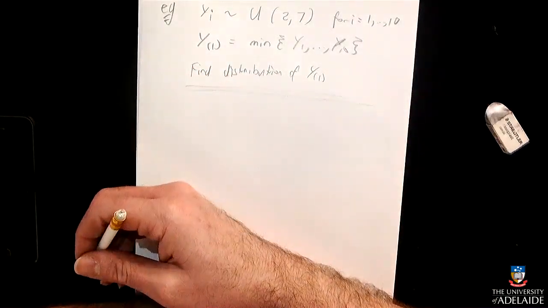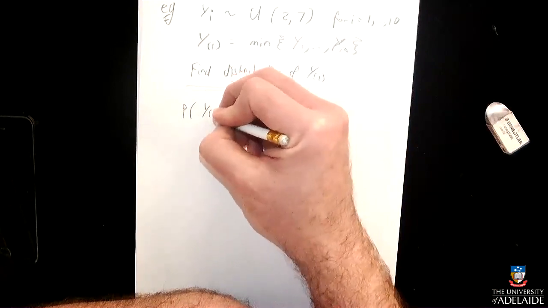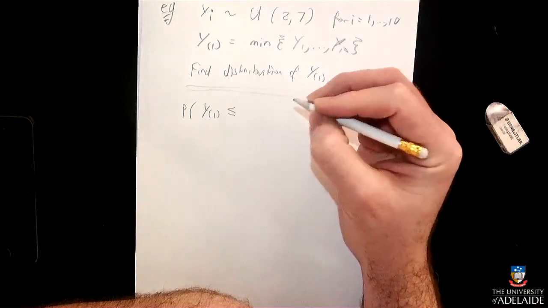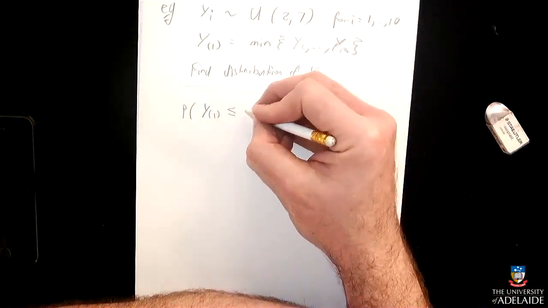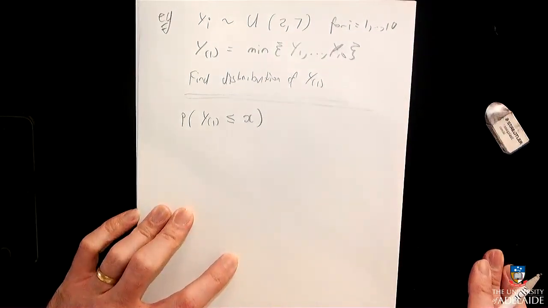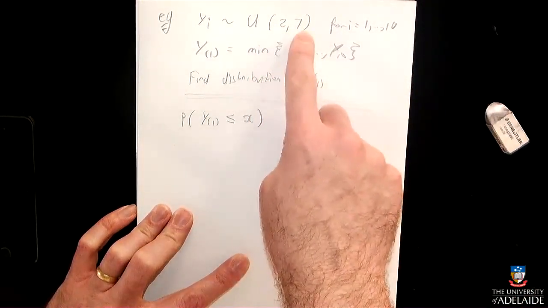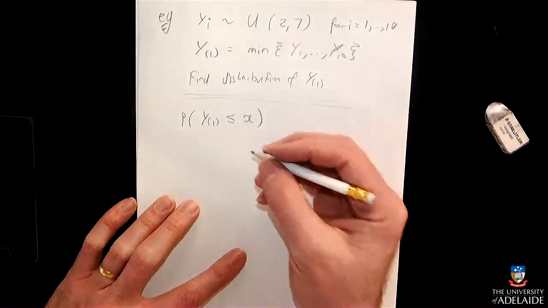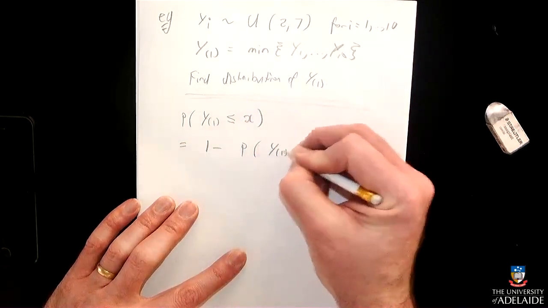Okay, so what did we do before? We found the cumulative one first. Let's pick a number, x. Before I start, the minimum can't be anything outside 2 to 7 because my uniform distribution doesn't produce anything else. So that would be 1 minus the probability that the minimum is greater than x.